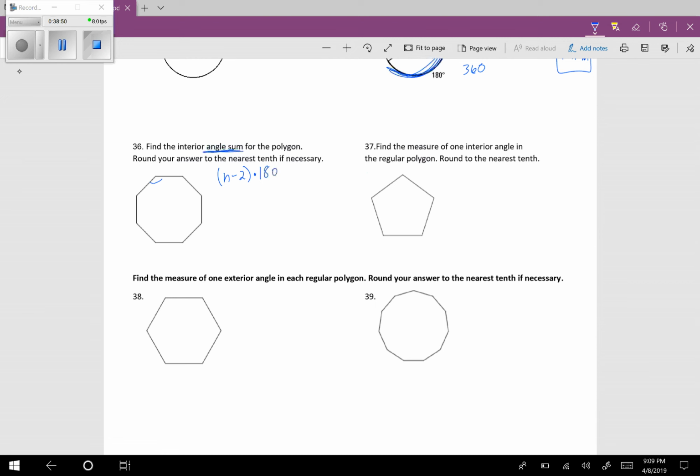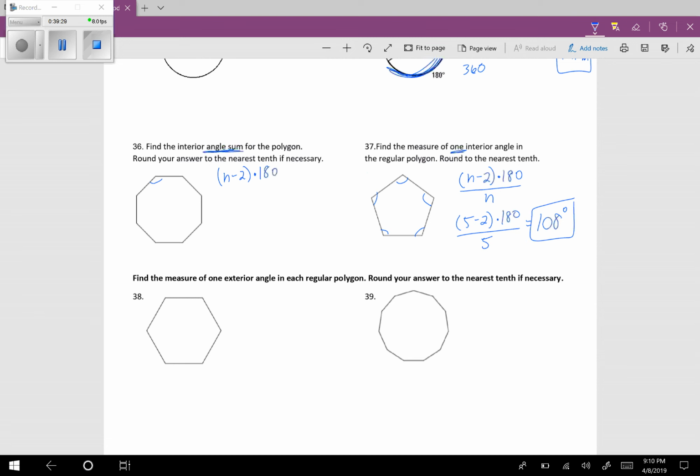For 37, we want the measure of 1. So we still have to find all of them, n minus 2 times 180, but then we have to divide it by n, the actual number of angles that we have. And that will give us just 1. So in this one, we have a pentagon, so it's 5 sides, so 5 minus 2 times 180, and then we divide by 5. Okay, and so when you do that, put that straight into your calculator, you'll get 108 degrees. So each one of those angles is 108 degrees.